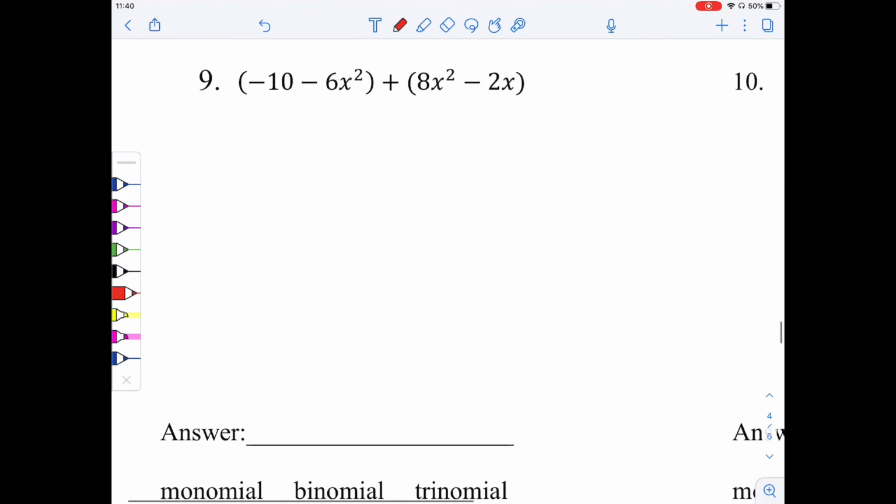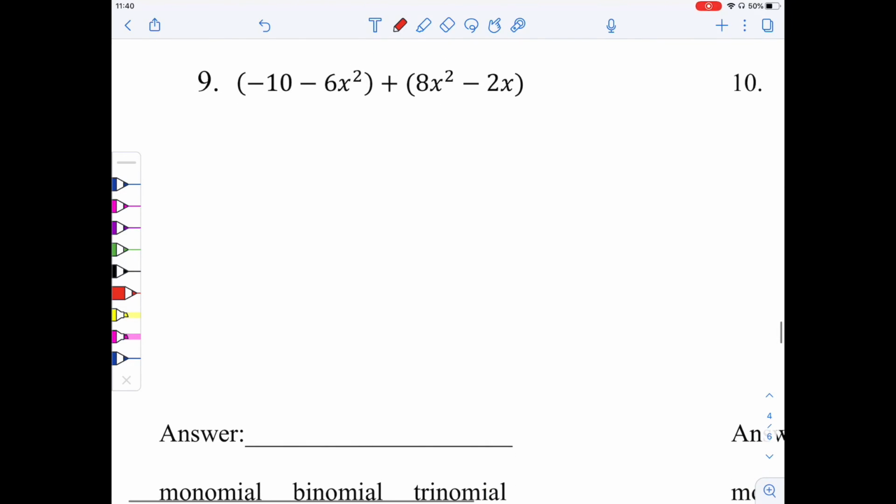Okay, let's do number 9. So first one, right? So negative 6x squared, write that. Right, and then this, pay attention here. There's no x variable, right? There's no x. It just skips straight to the constant right here. So the negative 10, we just leave a space here. Leave a space, okay? Because there's no x variable. And we just write negative 10.